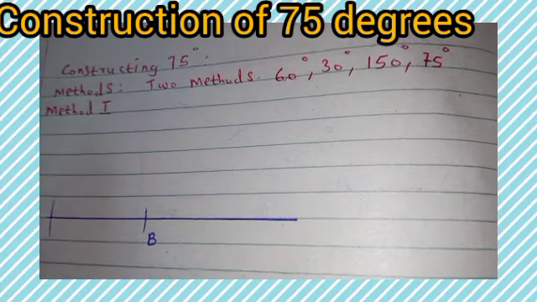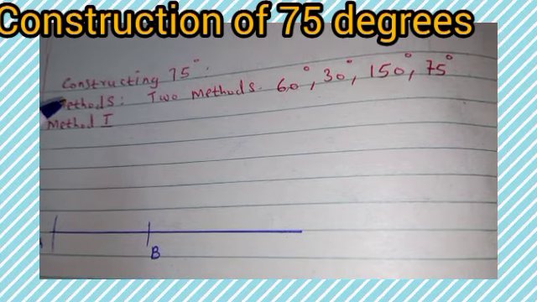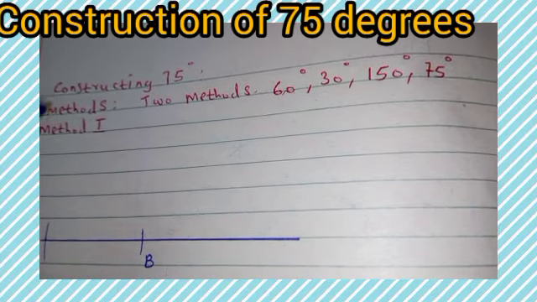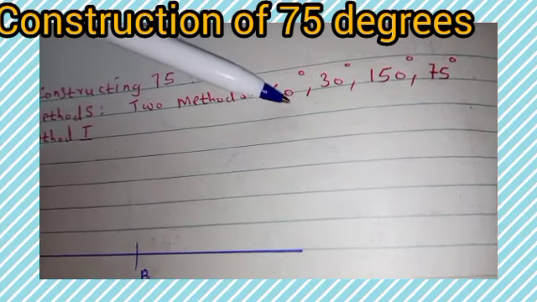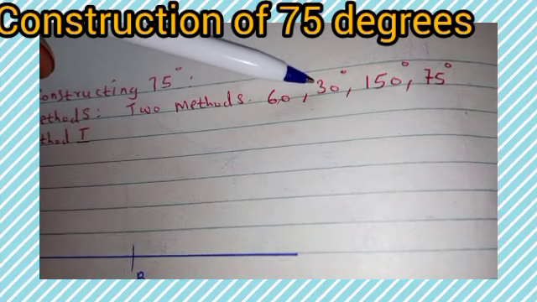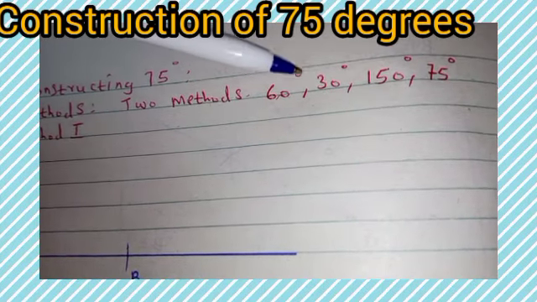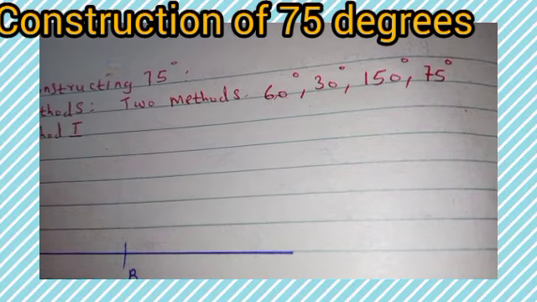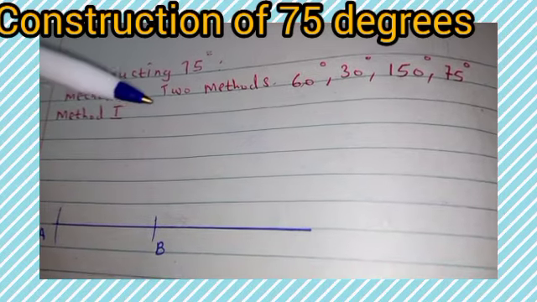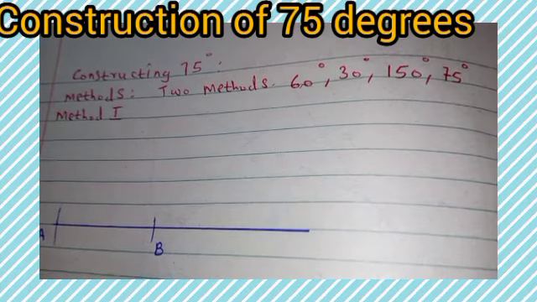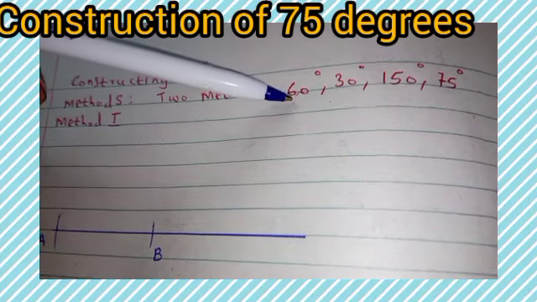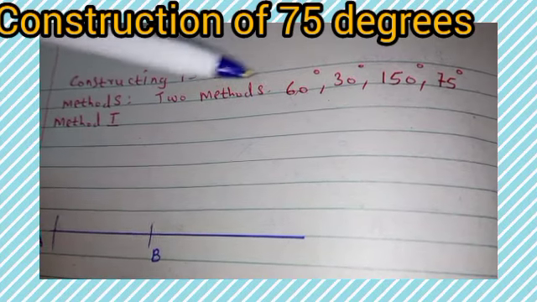We are learning geometry and we are looking at construction of angles. We have already seen how to bisect an angle, how to construct an angle of 60 degrees, 30 degrees, 45 degrees, and 90 degrees. So, if you are new, kindly check my YouTube channel. I have already done how to construct an angle of 60, 90, 45, 30, and 15 degrees for your study.